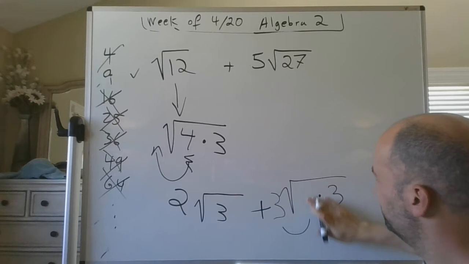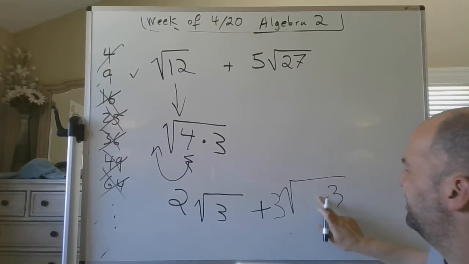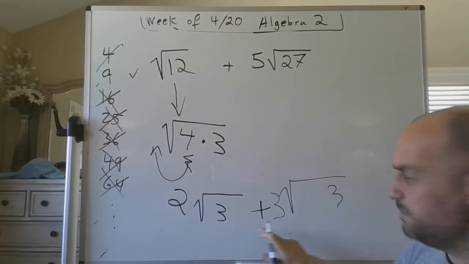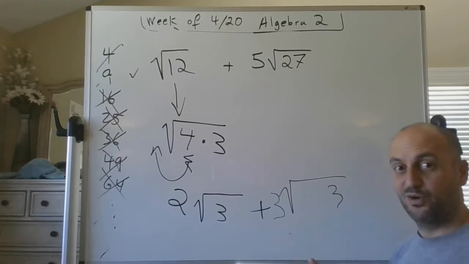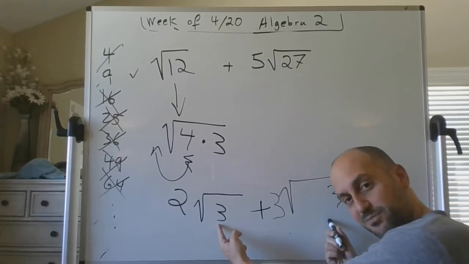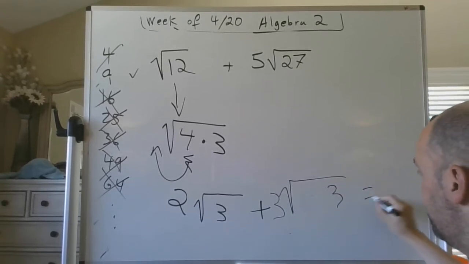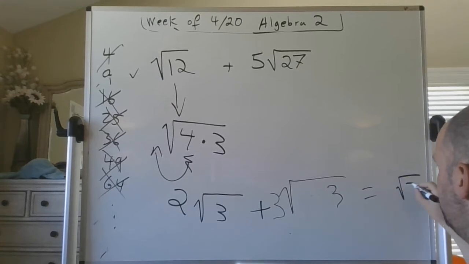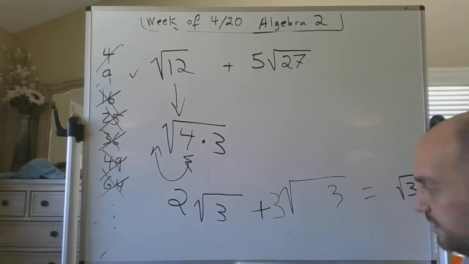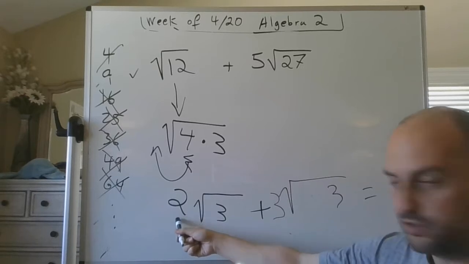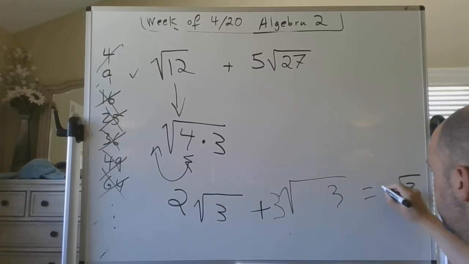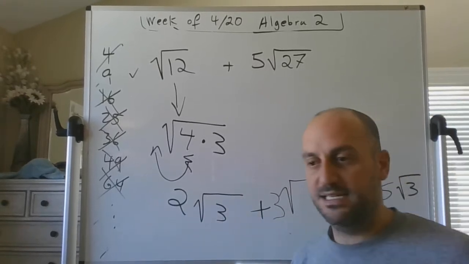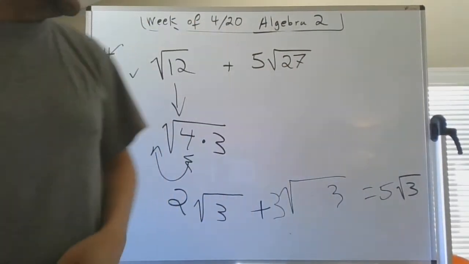So I'm left with 2 square root 3 plus 3 square root 3. Voila! They now have the same base, which is square root 3. That means I can add them. So now I'm just going to add the coefficients. 2 plus 3 is 5. That's it. That is absolutely it.